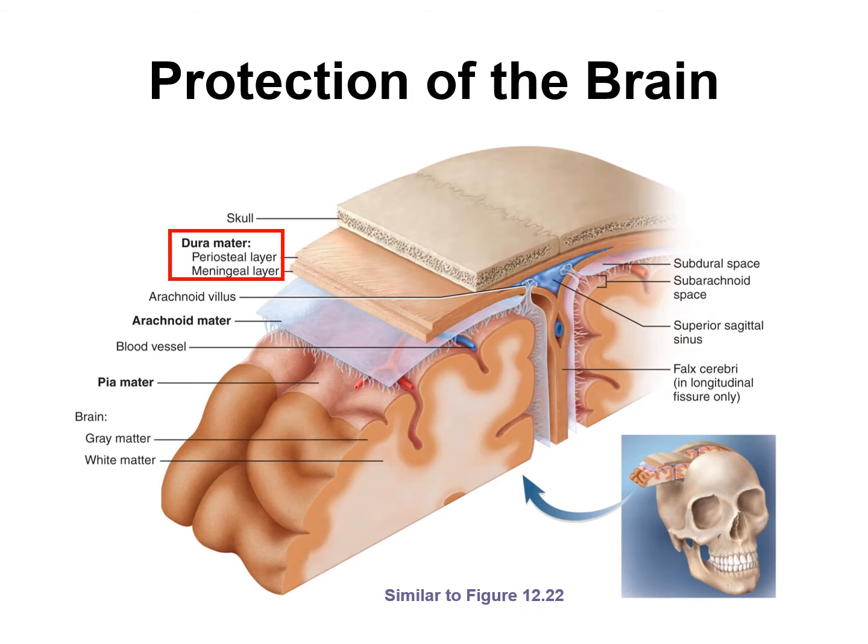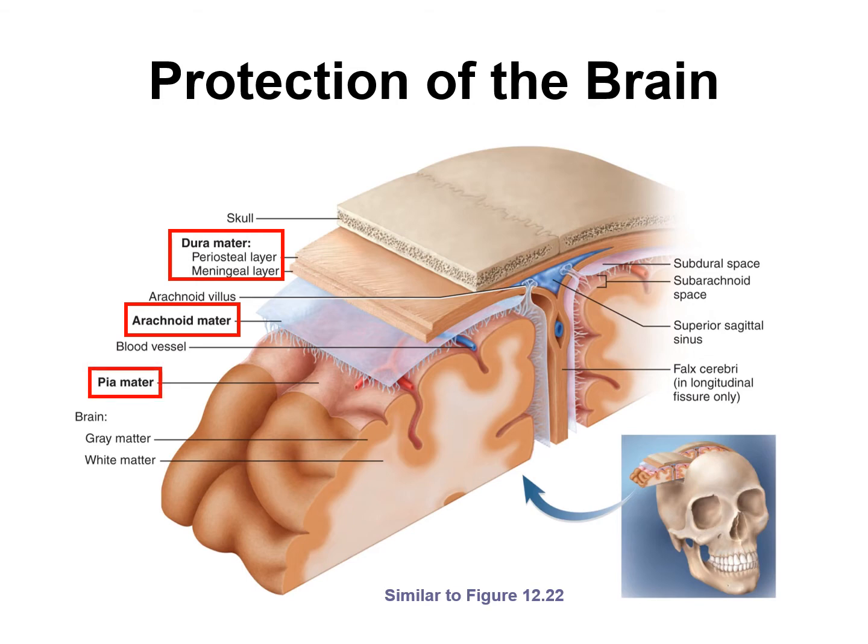Deep to the dura mater is the arachnoid. Arachnoid mater is so named because it sort of looks like a spider's web. Notice that there is the space below the arachnoid, and this is called the subarachnoid space. The subarachnoid space is filled with cerebral spinal fluid, which we'll talk about in just a few moments. And also notice that there is a large concentration of blood vessels.